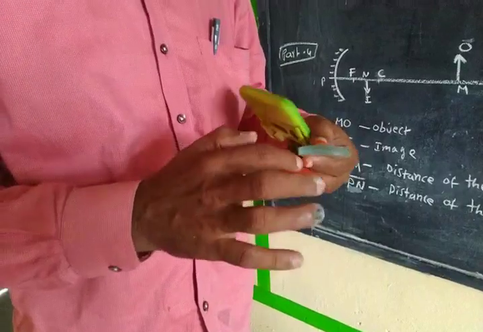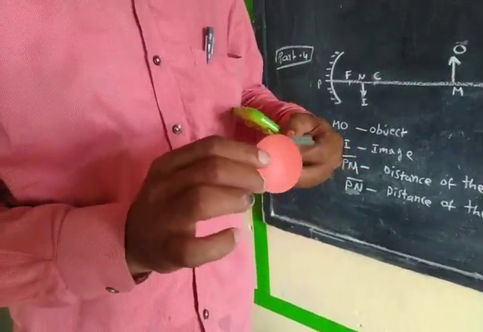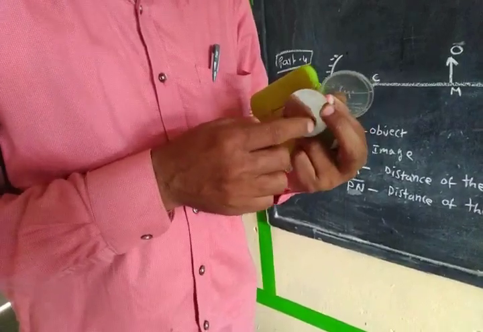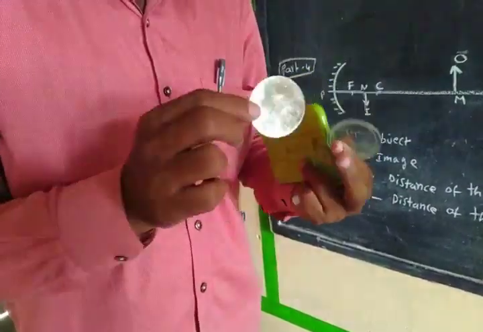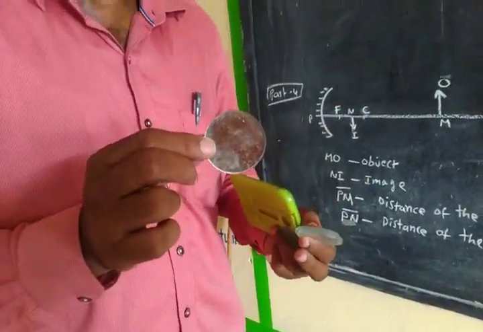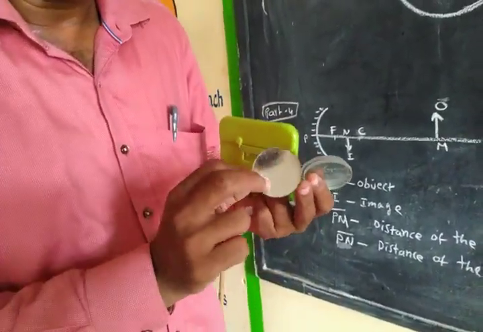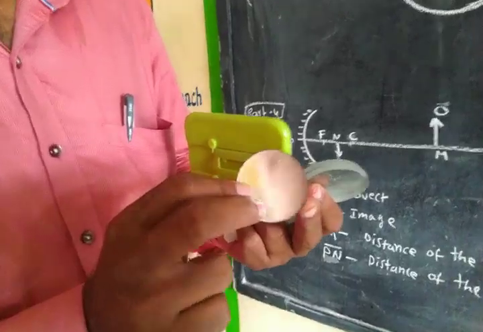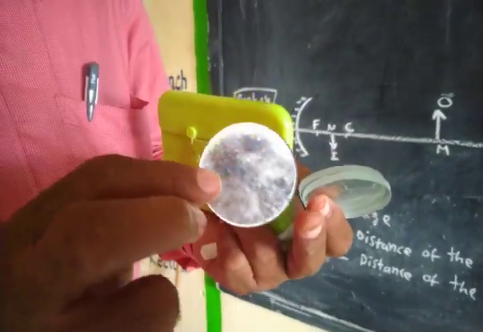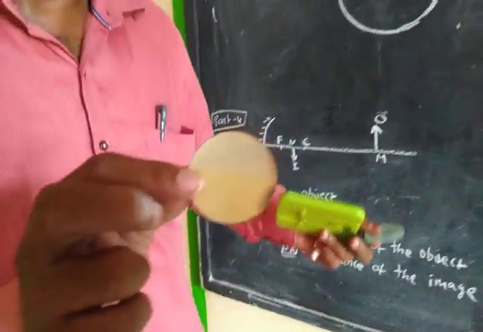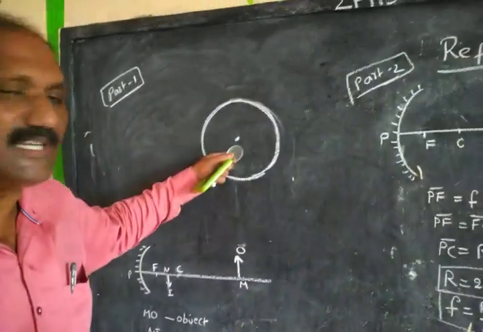Here this embossed surface is called the convex surface, and this surface which is lowered is called the concave surface. Here the reflecting surface is concave, that's why it is called the concave mirror. Now coming to the present part.